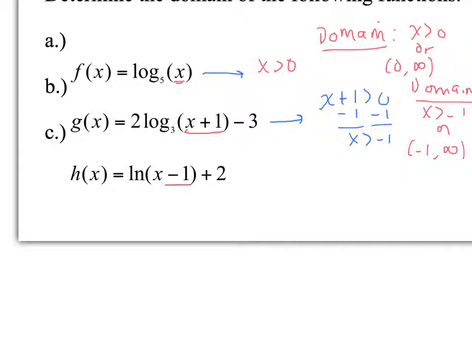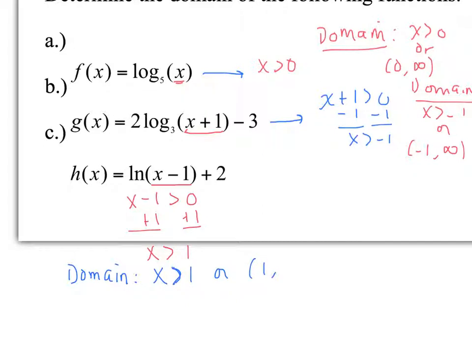Okay, from our discussion, this is the expression. We want this to be greater than 0. So now I solve. Add 1 to both sides. So now I want x to be greater than 1. So the domain is x, all numbers that are greater than 1. Or if you want, you can write it in interval notation, 1 to infinity.